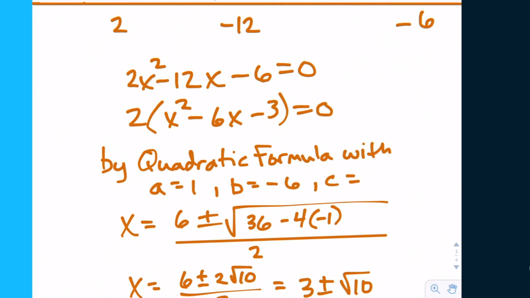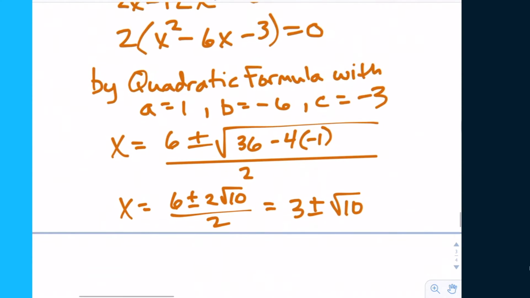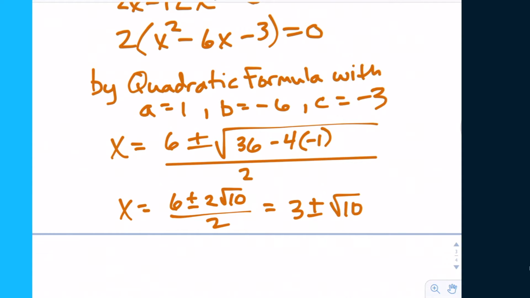Now, does that one factor? Maybe that one factors. Factors of 3 that add up to 6? No. So now we use the quadratic formula. A is 1, B is -6, and C is -3. So we get the opposite of B, which is still +6, plus or minus B squared.